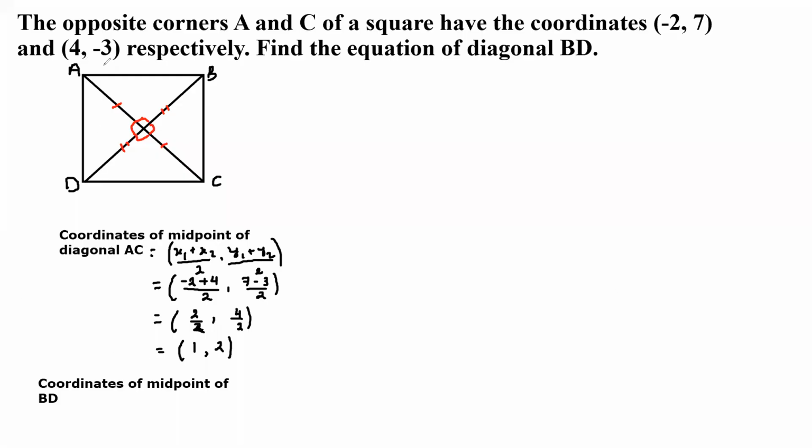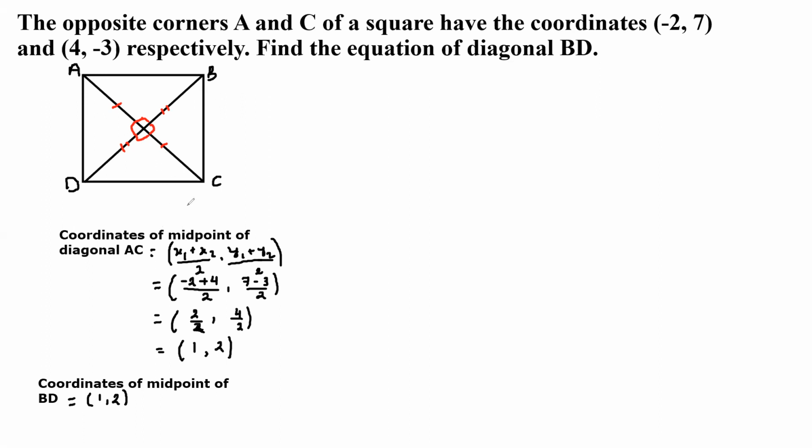Okay, here, since we know that diagonals bisect each other, the coordinates of the midpoint of diagonal AC will be the same as the coordinates of the midpoint of BD also. So what is the coordinate of the midpoint of BD? That is also (1, 2). Now we have found a point on BD, so we can say that BD passes through (1, 2). Now in order to find the equation of BD, we need to find the slope of BD.